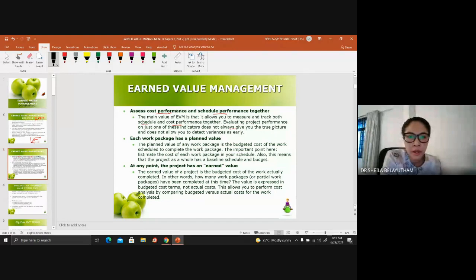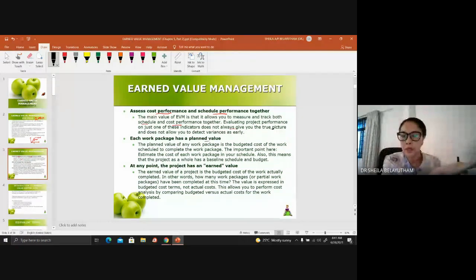And each work package has a planned value. The initial S-curve drawn from the contract sum would be the planned value. That would be the value of the work that you have allocated based on the network, based on the contract sum for each of the activities. If you can recall, when we were creating this S-curve, we started from the network.